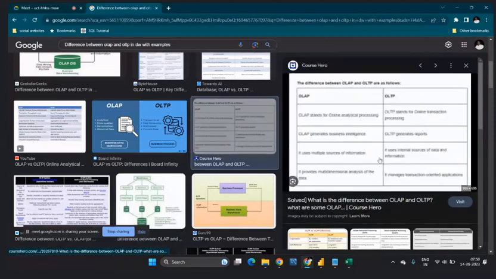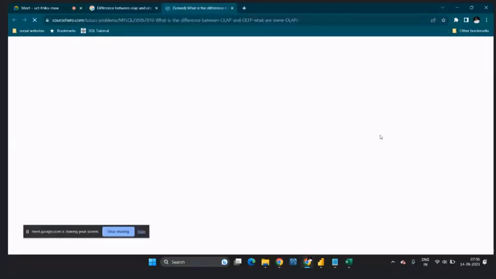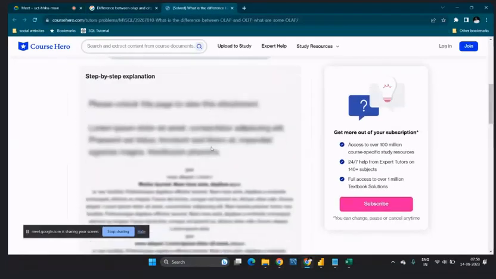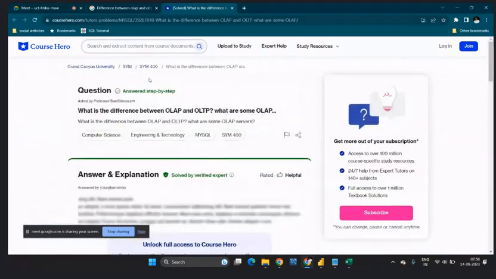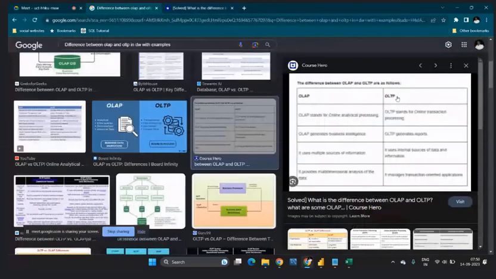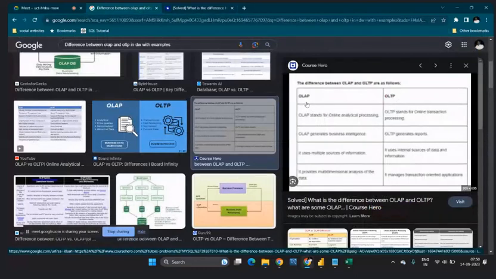Now, this is my favorite image. Before going into interviews, I will go through this image only. It shows the difference between OLAP and OLTP.